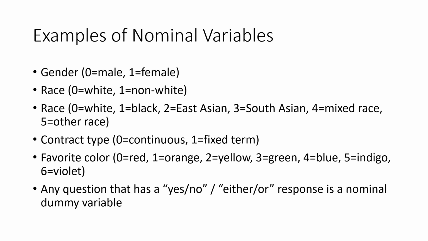Now, any question that has either a yes or a no, or an either-or response is automatically a nominal variable. This is called a dummy variable, a nominal two-category variable. So any question that has yes, no, black, white, this or that response categories is by definition a nominal variable.